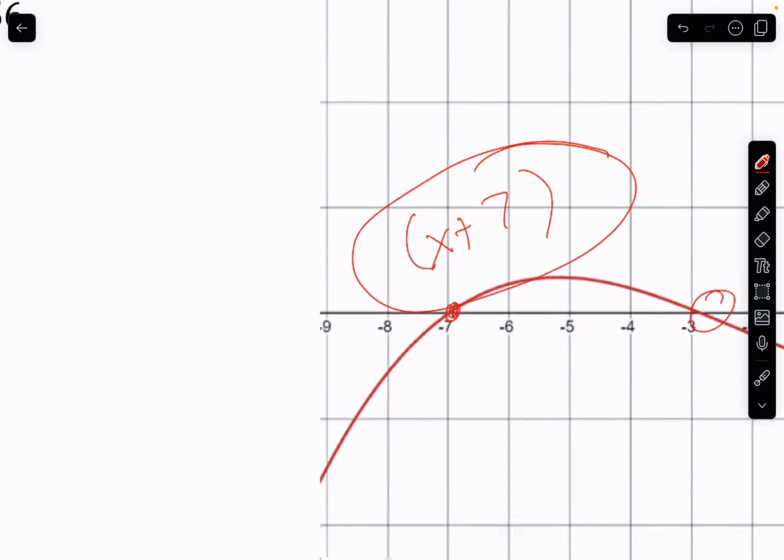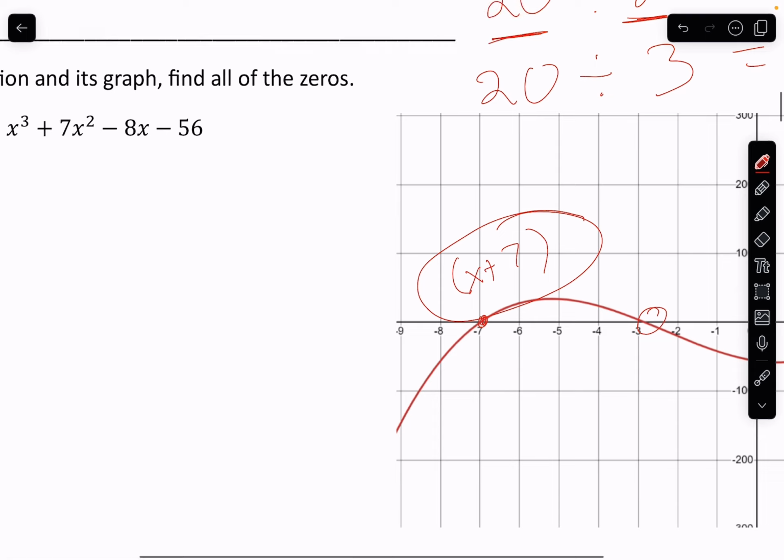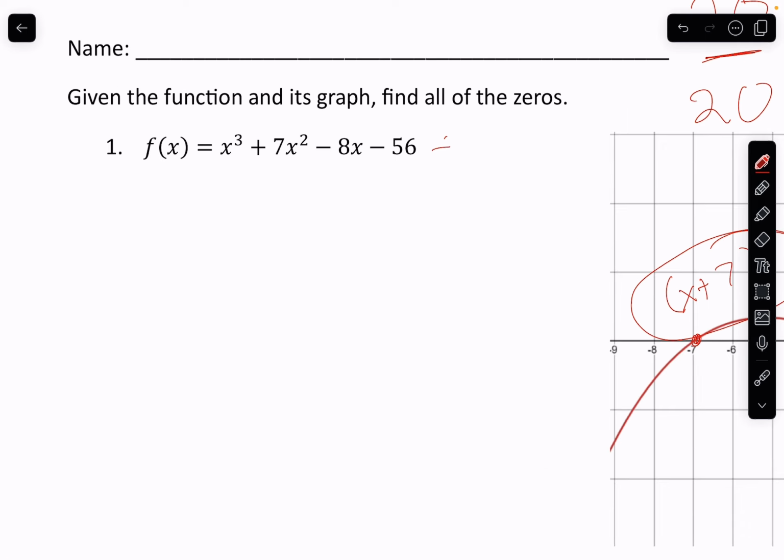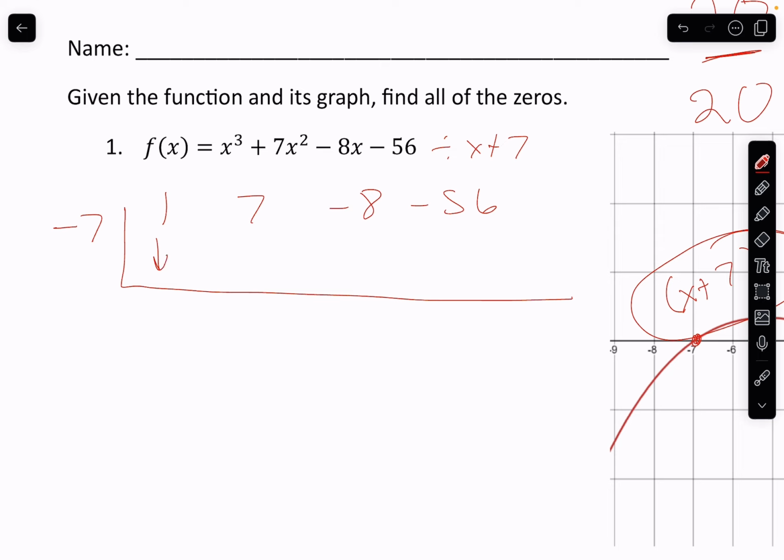So if we know that x plus 7 is a factor, we can do this polynomial divided by x plus 7. And we know from synthetic division, we switch the sign from our binomial here. So we're going to do a -7. And we take our coefficients, we get 1, 7, -8, and -56. We're going to go ahead and do our synthetic division. 0, -8, +56. All right.